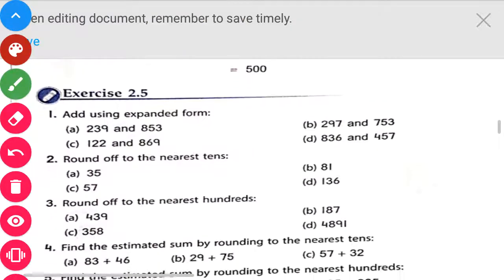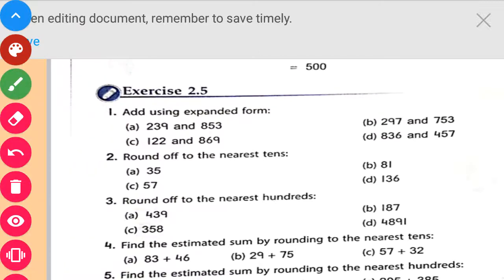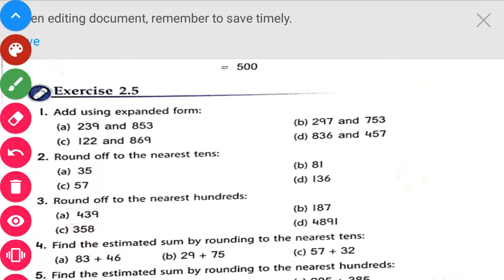Okay kids, now see this question. 122 plus 816, and what will you do? You will expand both the numbers and then add them in place value manner. Okay kids, so that's it for today. Tomorrow we will start our rounding off. Okay, tomorrow we will do round off.